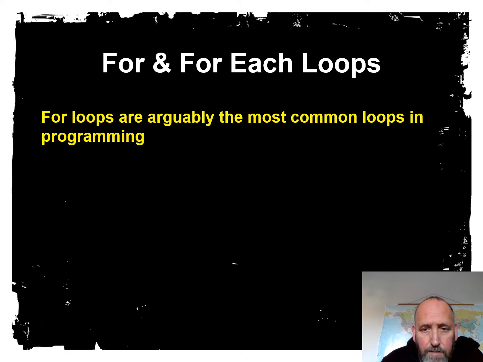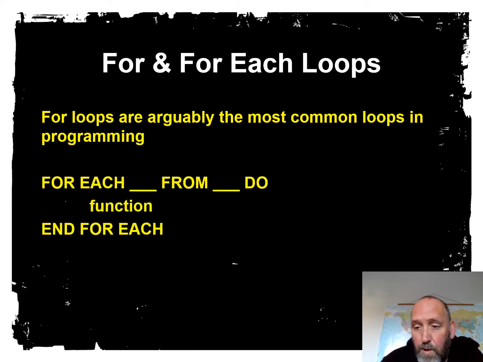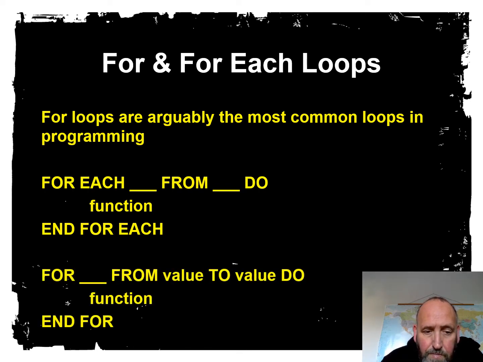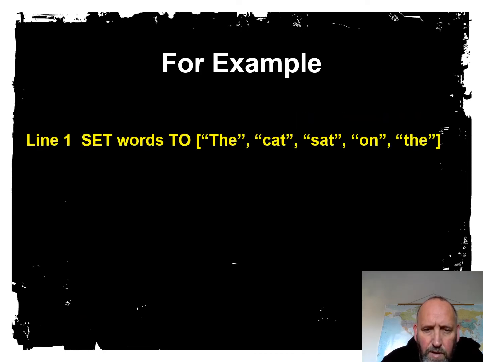Indentation. The most common loops probably are for loops. We use the unconditional loops when we know how many times the loop is going to run. So for each from, do, and for each, we just need to have an example of this. For value to value, do function, end for. So let's have a look.